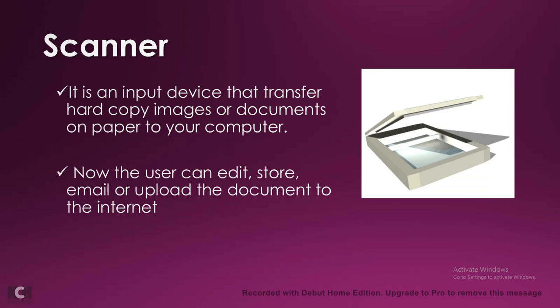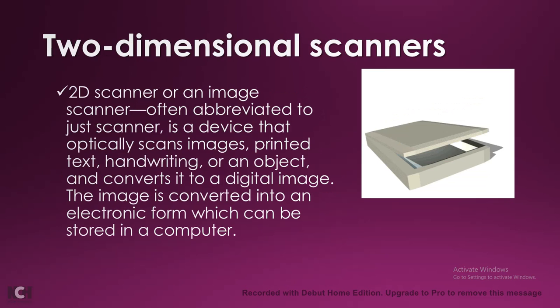So basically there are two types of scanners: 2D scanners and 3D scanners. We are going to look firstly at the 2D scanner. 2D scanners are simple scanners that use light to make digital copies of real world objects. They are usually used to make digital copies of your documents or pictures, but can also be used to create a 2D image of objects as well.